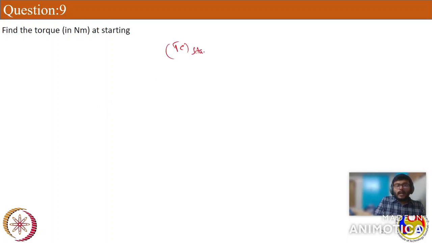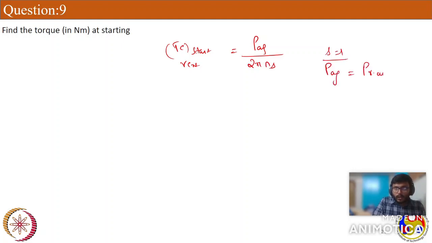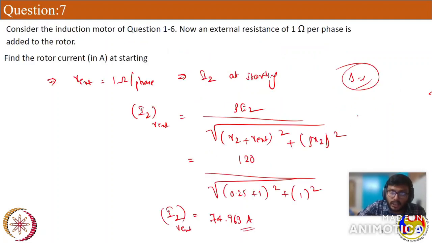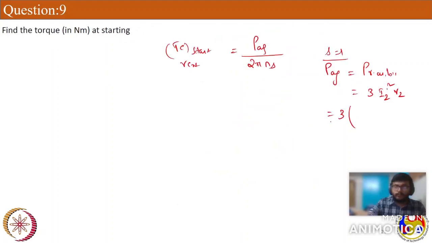at the starting because of R external. Same, it is air gap power divided by 2 pi Ns, and S is equal to 1. So air gap power is equal to rotor copper losses, which is nothing but 3 I2 dash square into R2. And now what is the rotor current in this condition? It is 74.963. It's the seventh question.